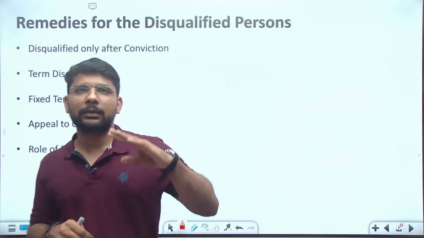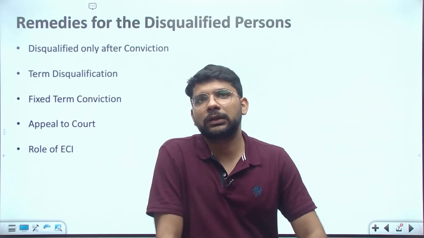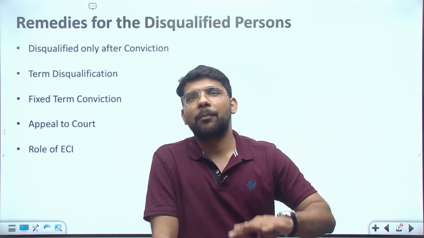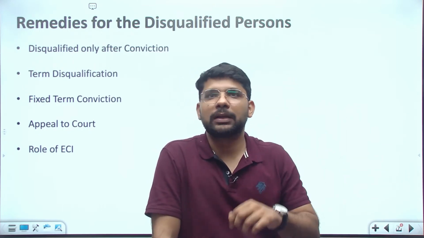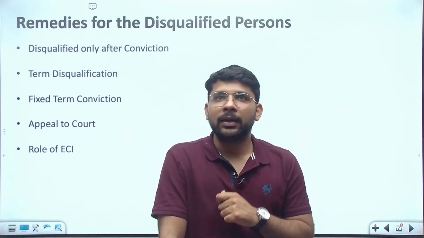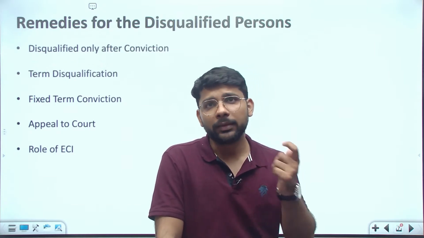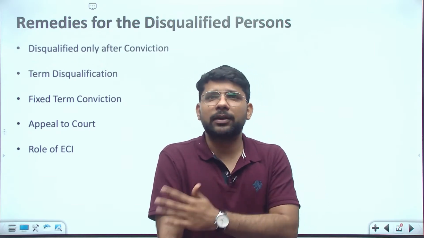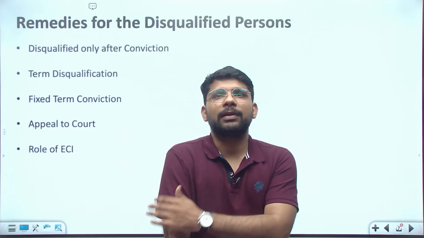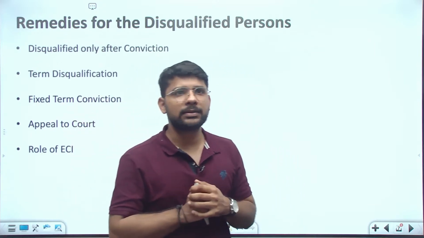So you can write the introduction by defining the aims and objectives of the Representation of the People Act 1951. Then you can write about the major procedures under which an MP or MLA can be disqualified under the RP Act of 1951. Then what are the remedies available for that disqualified person? Then finally we will conclude the answer. So this is the major demand of the question you need to address in this part.